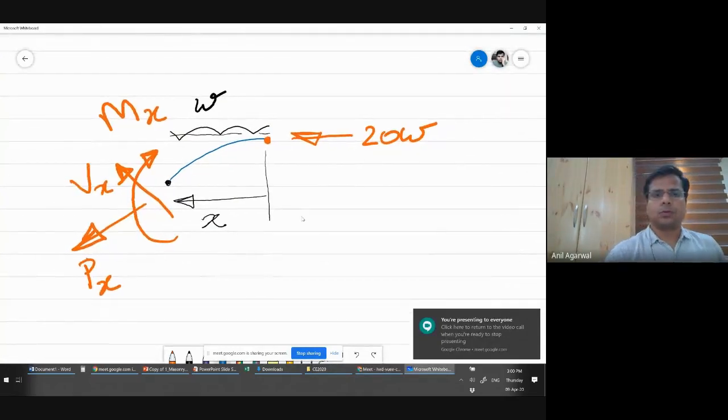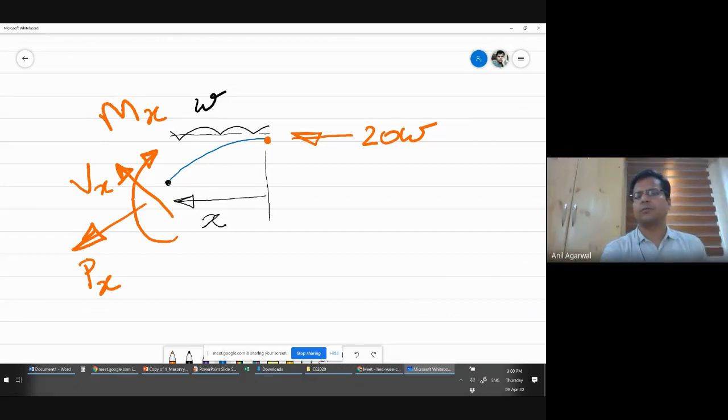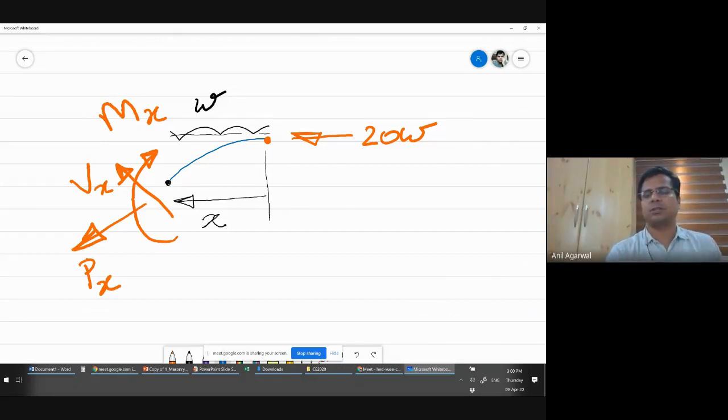So this arch was extending this way, from which I have taken a small portion that is x long. Okay, so ignore that part, please. And here I know the reactions. There is no vertical reaction at this point. We just calculated that YB was 0, and XB was calculated as 20 W in this direction. Right? So XB is given as 20 W, and I do not know what the forces are at location x. At this location, I don't know what the forces are, and I want to calculate those forces.